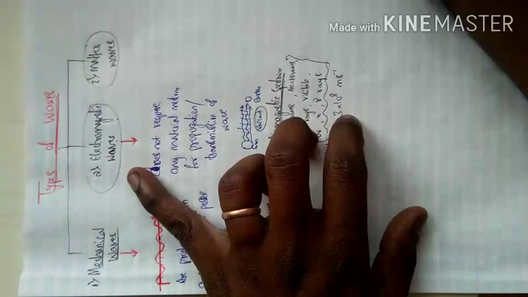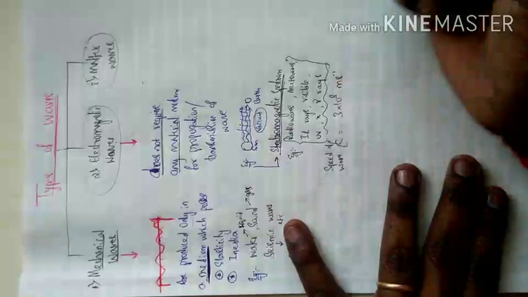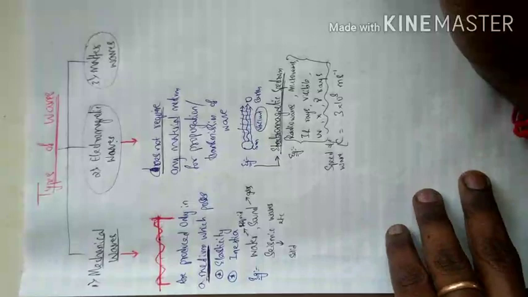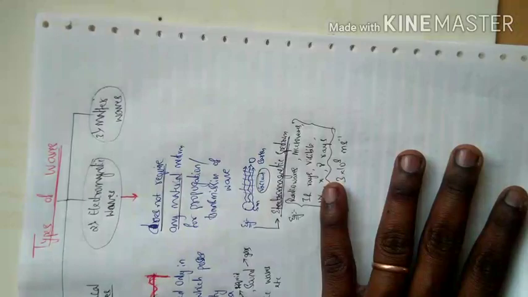It does not require any material medium, unlike mechanical waves, which require a material medium like solid, liquid and gas. But here it does not require any material. An example is nothing but vacuum. Coming to the third type, that is nothing but your matter waves.